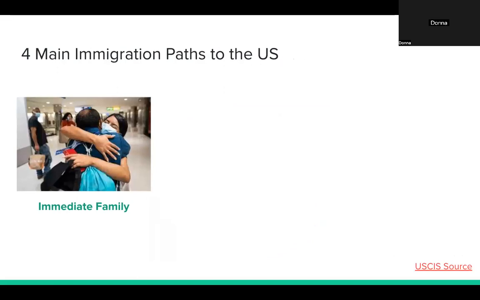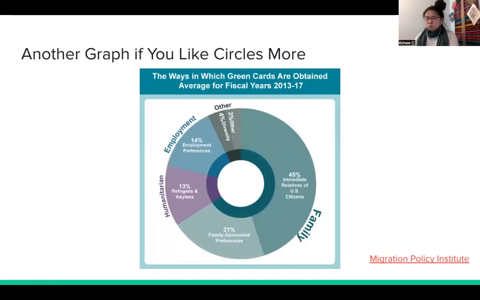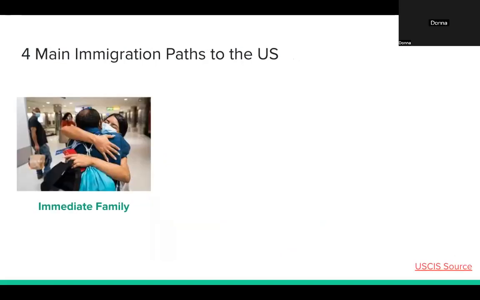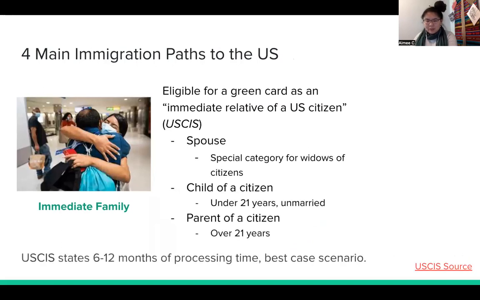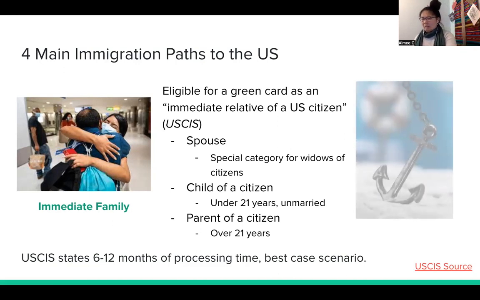Yes, Amy? Immediate relative of US citizen. What is considered an immediate relative? That is a great question, Donna. And actually, we're just going to click all of these so you can see them right away. What that's considered is a spouse or a dependent, so like a child of a citizen, but you have to be under 21 and unmarried. And then you could also be a parent of a citizen and be considered an immediate relative, but then you as the citizen would have to be over 21 years old. So, does that help? A spouse or dependent of a citizen, or a parent of an independent citizen, if that makes sense.